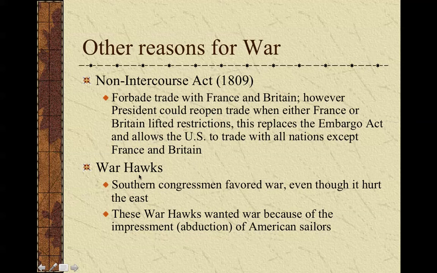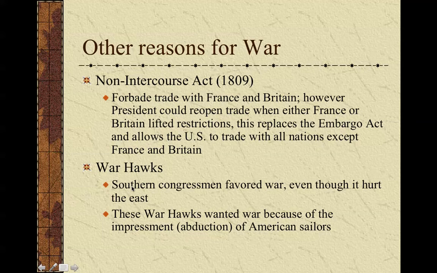Warhawks. I just think this is an incredibly cool name. If it were up to me and I could make a mascot for some team, I would go with Warhawks. So I think this is a really cool term that's very easy to remember. A Warhawk is basically a Southern congressman who favored war against Great Britain, even though it hurt the East, or even though it hurt people in the Northeast, to be specific.